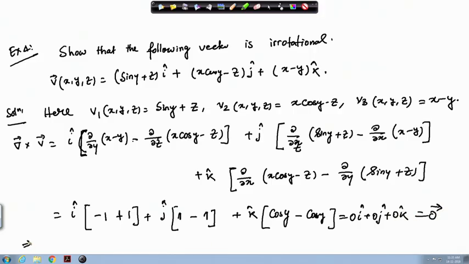So, from here we have curl of v equals the zero vector, and this implies that v is an irrotational vector field. If the curl of v equals 0, then the vector field is said to be irrotational, and we proved that the given vector function v is actually irrotational.